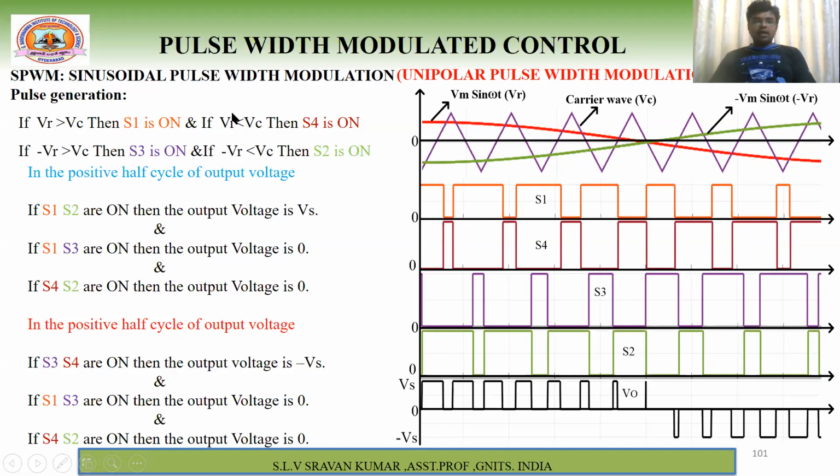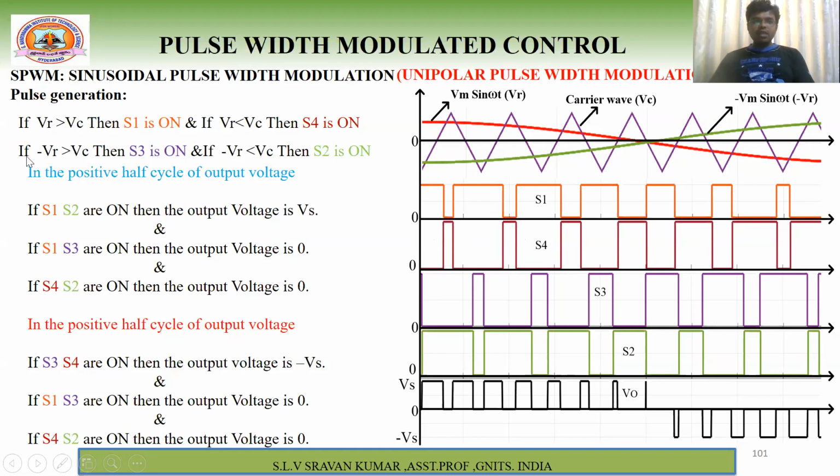Next, if Vr is less than Vc, let us take this point. Now here Vr is less than Vc. That means the Vr magnitude is less than Vc. Then which one is on? S4 is on. So if this is on, then that is off; if it is off, this is on. So simple. Because S1 and S4 are same-leg switches, you should not turn on both switches because of the short circuit problem.